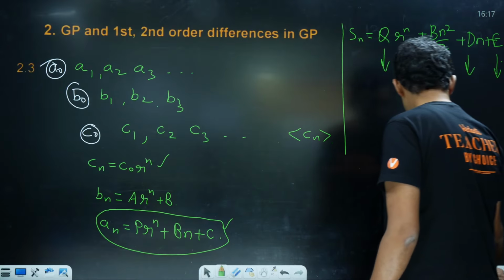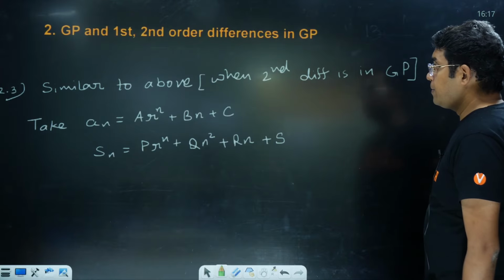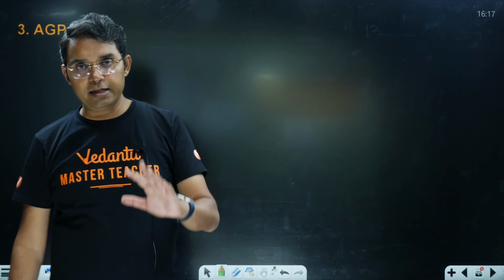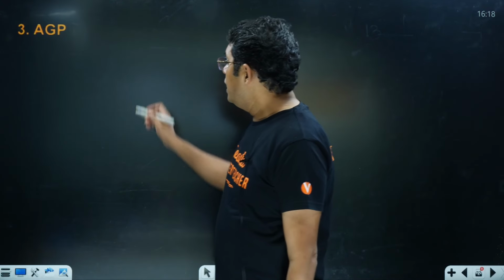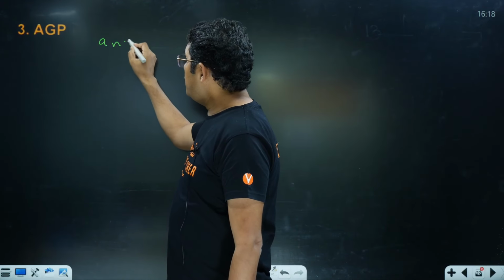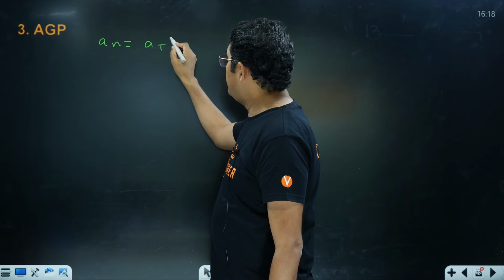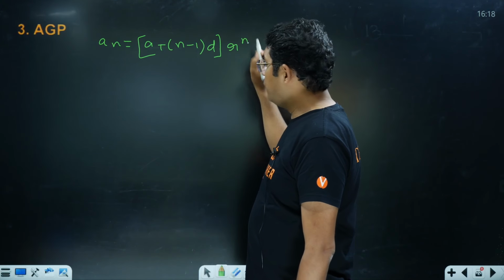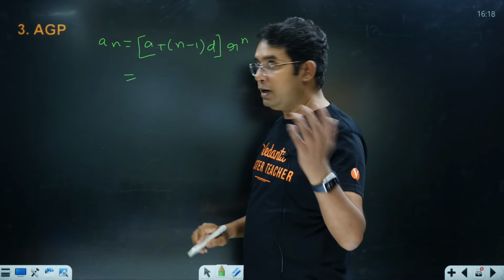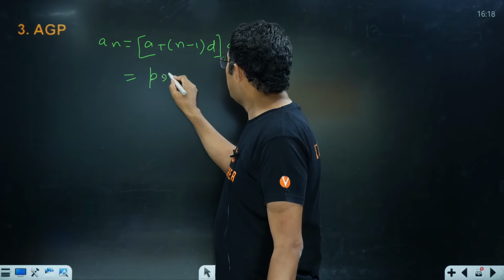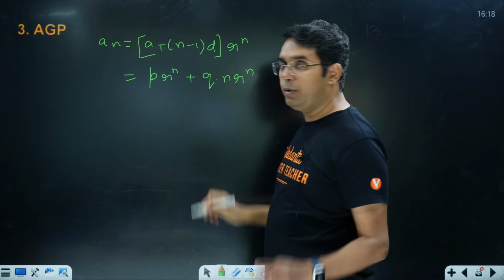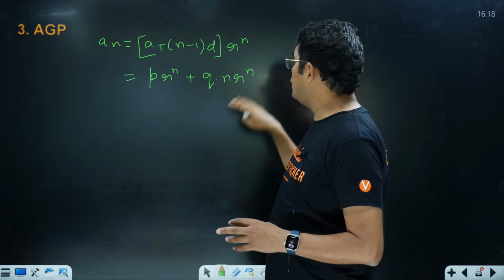Now coming to AGP. Once again I will suggest you go by your conventional method, but I will still tell you how AGP can be dealt with. In AGP the nth term is a plus (n minus 1) into d, multiplied with r^n. Now you can write this with some other coefficients, p into r^n plus q into n into r^n.